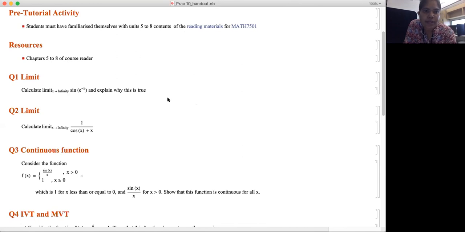Let's go through question 1. Calculate the limit as x tends to infinity of sine of e to the power minus x and explain why this is true. Can someone tell me the answer? Yeah, question 1. Yep.